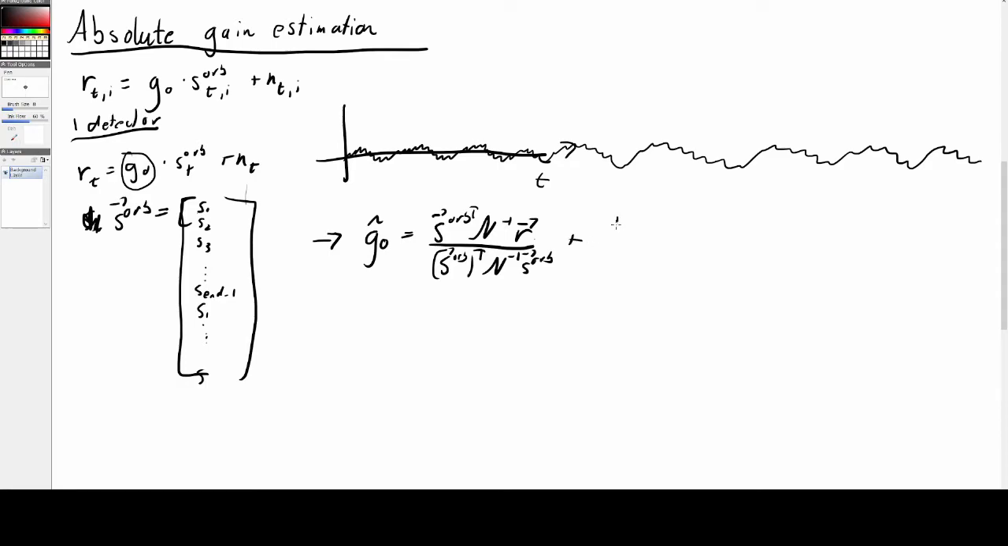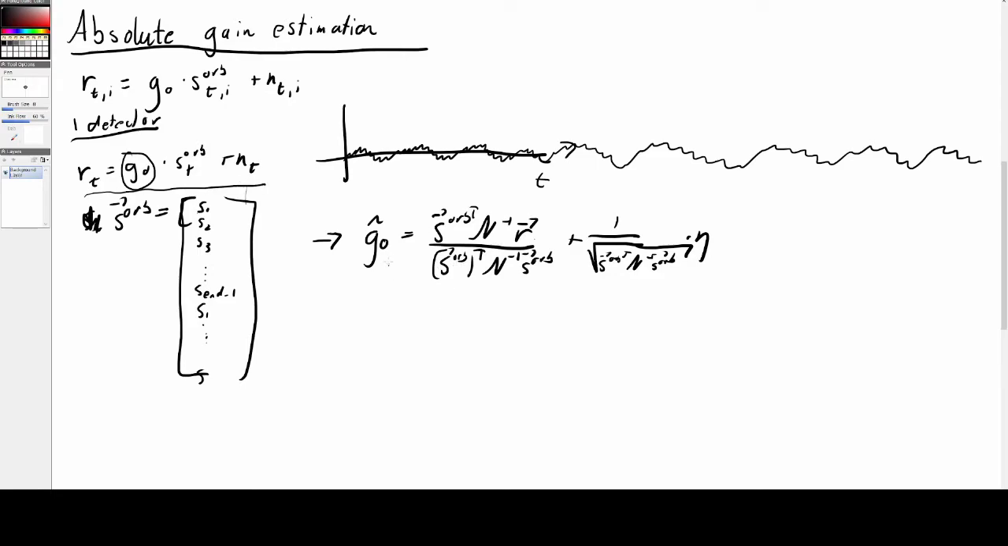And then 1 over the square root of S_orb transposed inverse S_orb, times eta. This is how we drew a sample for G0 with this model right here.